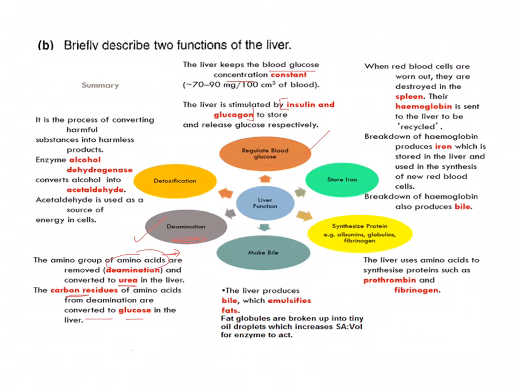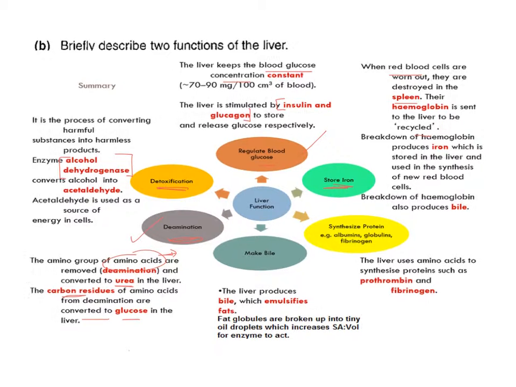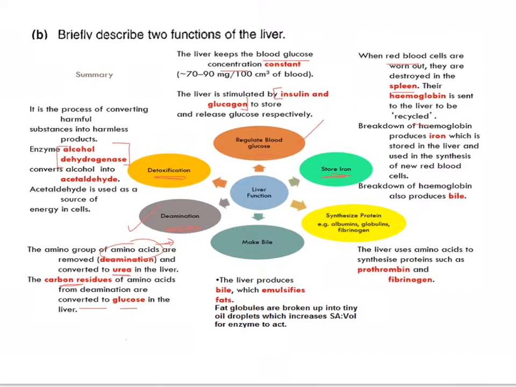You can also talk about other functions such as detoxification, whereby you mention the enzyme name of alcohol dehydrogenase. Or you can talk about the recycling of the iron when red blood cell is broken down by the spleen. Hemoglobin is recycled. Or you can talk about synthesis of protein. The simplest would be that you can also talk about the liver making bile, which is important for emulsifying fats. The definition of emulsification would be at the bottom over here.